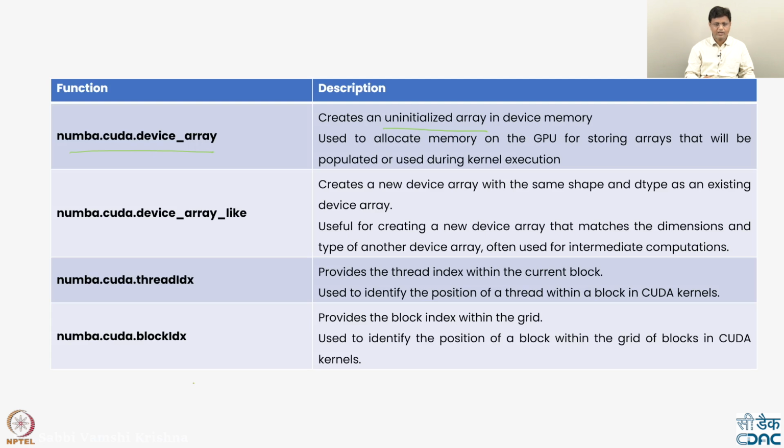Suppose we have two arrays, array A and array B, and you want to declare the memory locations for them. In that scenario you have to call the cudaMalloc function two times for two arrays, but here, if I want to create an array of the same size and same type, I can just use this function with the suffix like. It creates a new device array with the same shape and type as the existing array.